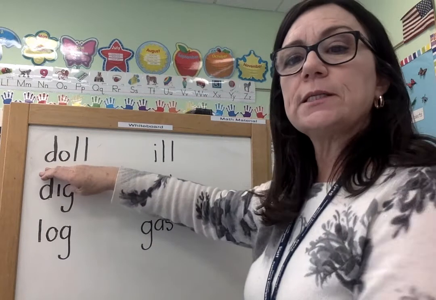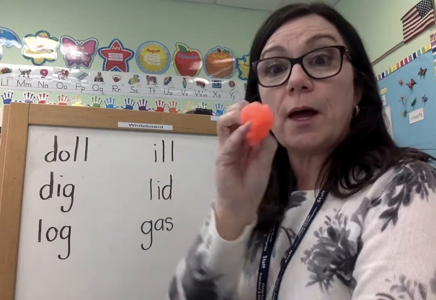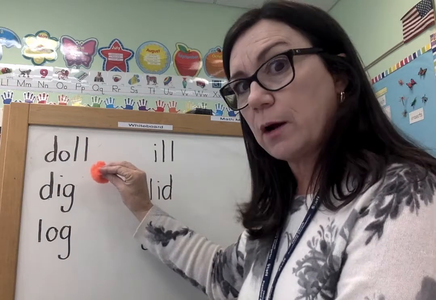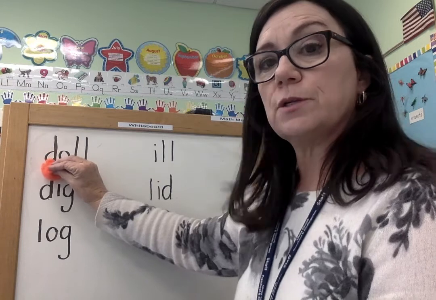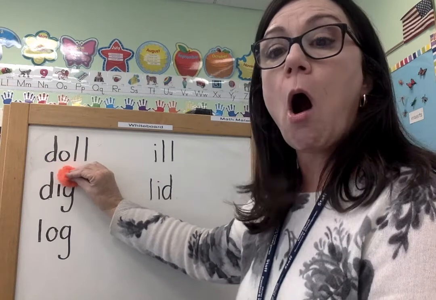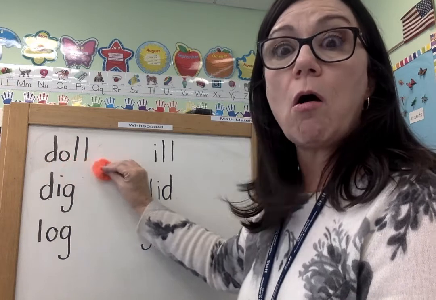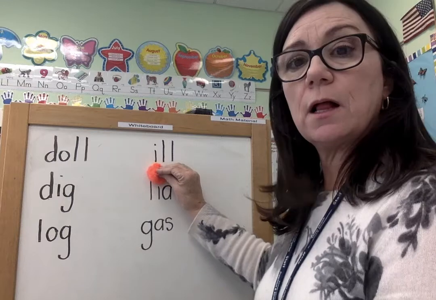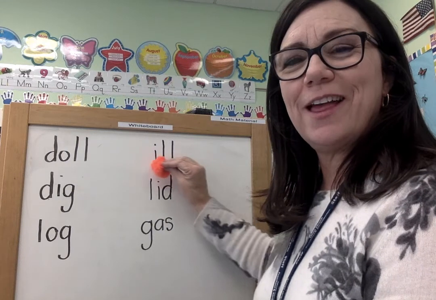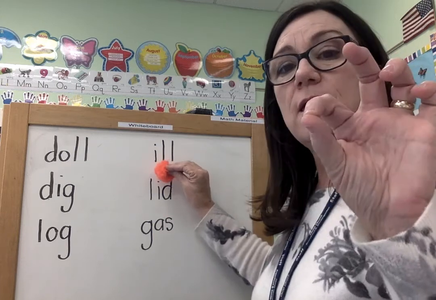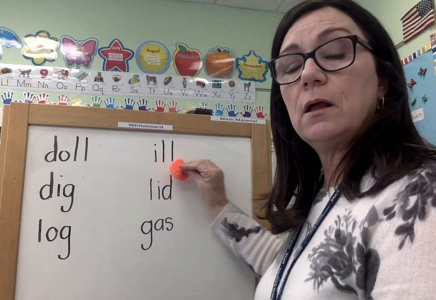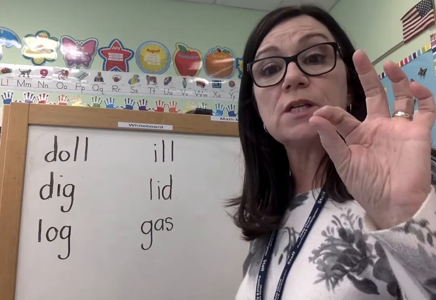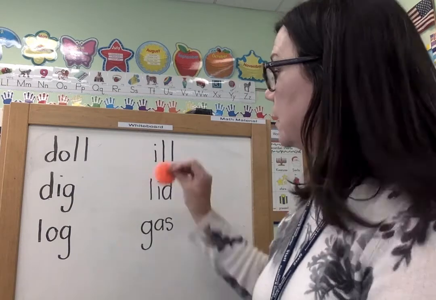Just looking at this word, I've got my blending ball. Do you remember our tapping and blending ball? I'm going to tap, and then we're going to blend across and put our sounds together. So let's start here. D, o, ll. D, all, doll, doll. I, l, l. Watch me tap this one. Two letters, but only one sound, so they only get one tap on my finger.